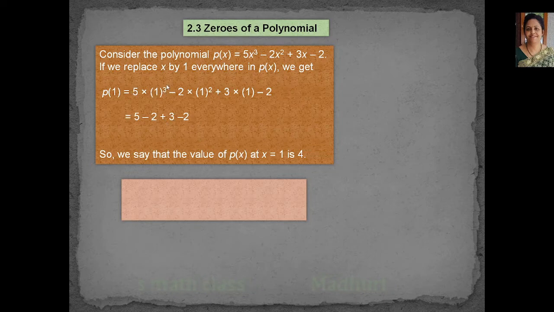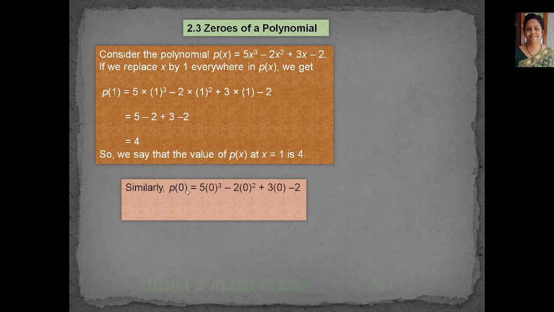So 5 into 1 cubed is 5. Here 1 squared is 1, so 2 into 1 is 2, so minus 2. And 3 into 1 is 3, minus 2. So here 5 plus 3 is 8. The sum of positive terms, 5 and 3, is 8. The sum of negative numbers, negative 2 and negative 2, is negative 4. So 5 plus 3 is 8, 8 minus 4 is 4. So we say that the value of p(x) at x is equal to 1 is 4.